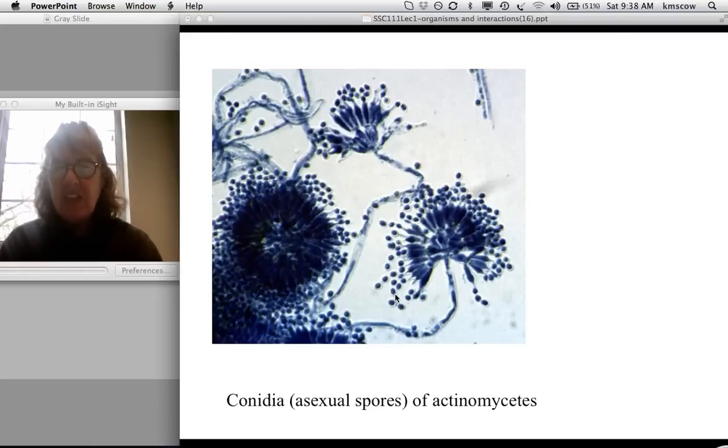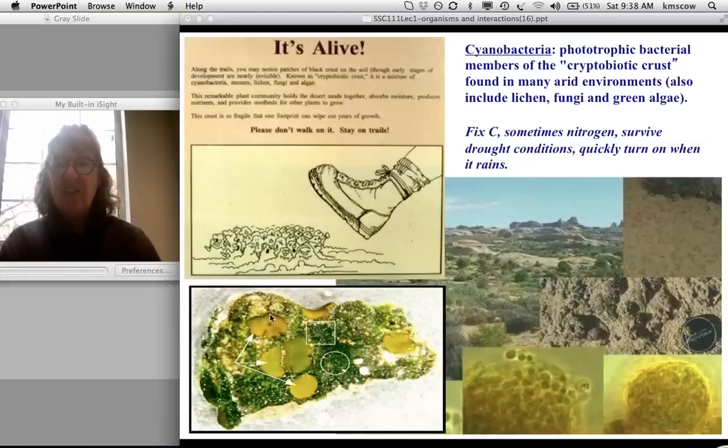Here you can see these conidia being held and then released on these fruiting bodies that are coming out of these actinomycete cells. Okay, cyanobacteria are another really interesting group. They're photoautotrophs, and they are bacteria, formerly known as the blue-green algae. They're really interesting organisms because they get their carbon and in many cases their nitrogen from the atmosphere. So think about that. They can be there on a rock and eke out a living because they get two of their primary nutrients from the atmosphere.